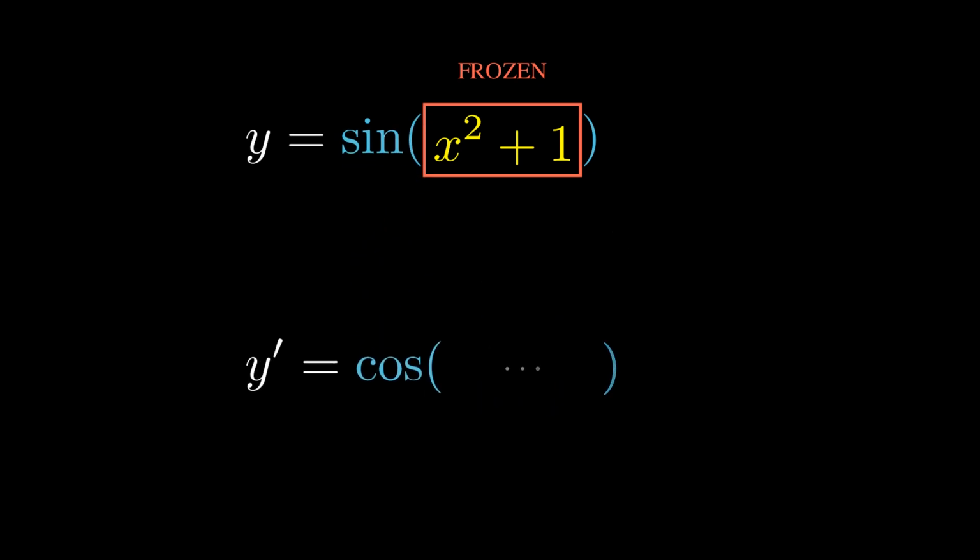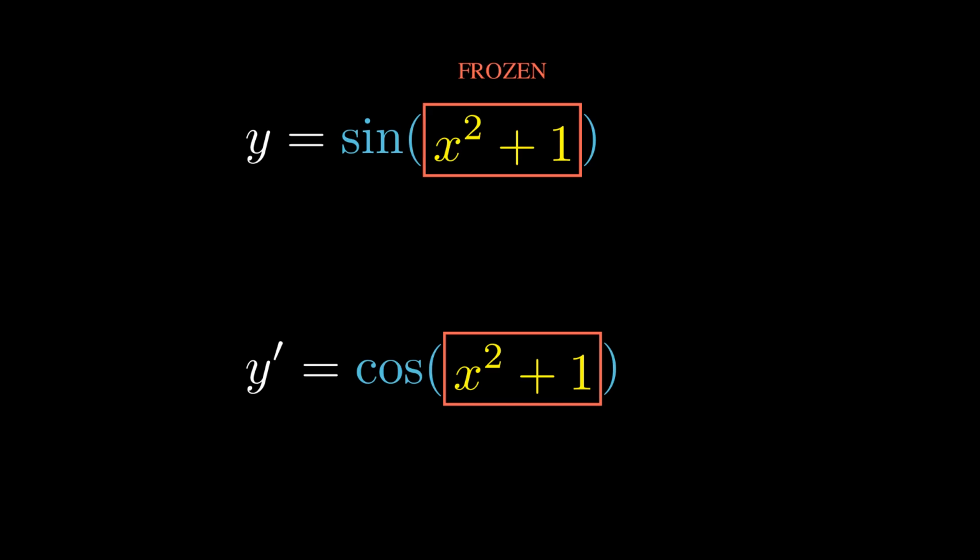So, we start writing our derivative. y prime equals cosine of that frozen block. Now we just copy the frozen inside part down, exactly as it is. It remains unchanged in this step. Finally, the chain rule says we must multiply by the derivative of that inside part. The derivative of x squared plus 1 is 2x, and there is your result.